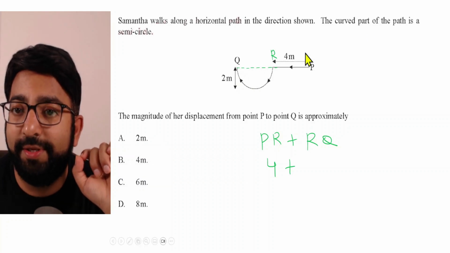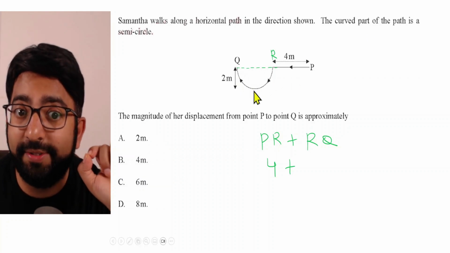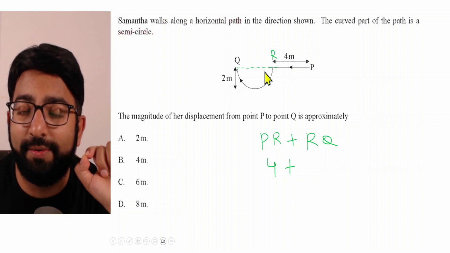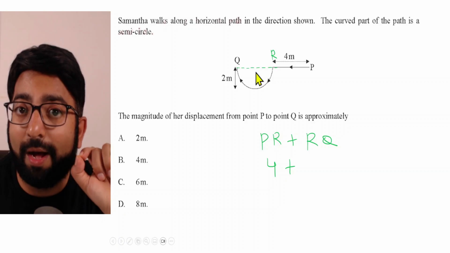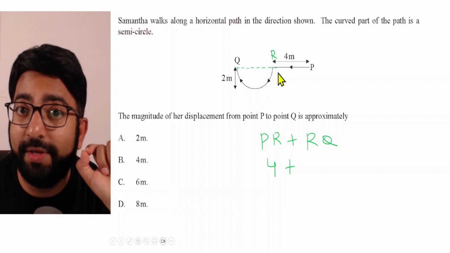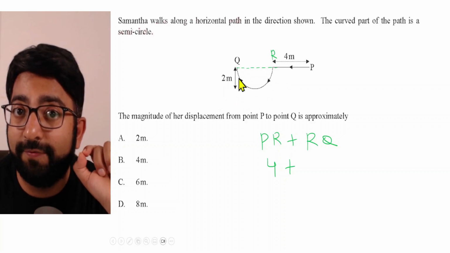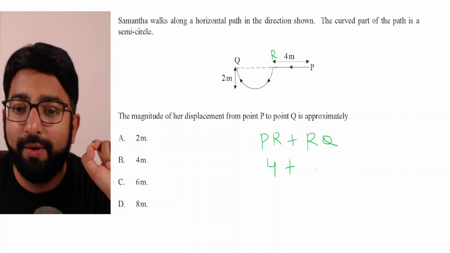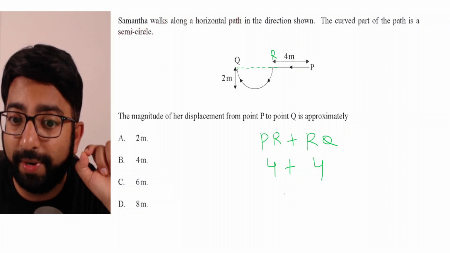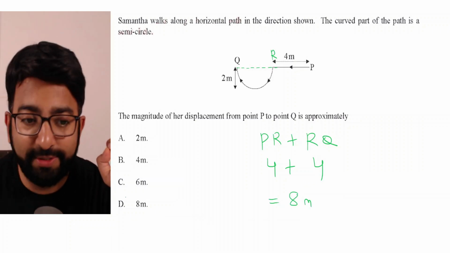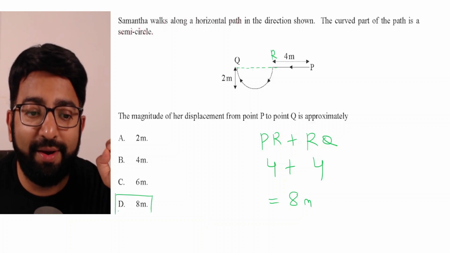It's mentioned in the question that the curved path is a semicircle, which means we can say that QR is the diameter of the circle, and the length of the diameter is double the radius. So the radius of this circle is 2 meters. So the diameter will be double of 2, which is 4 meters. So QR length will be 4 meters. So PR plus RQ will come out as 8 meters. And hence we can select option D as our answer.